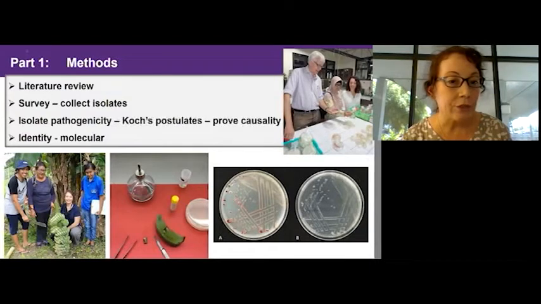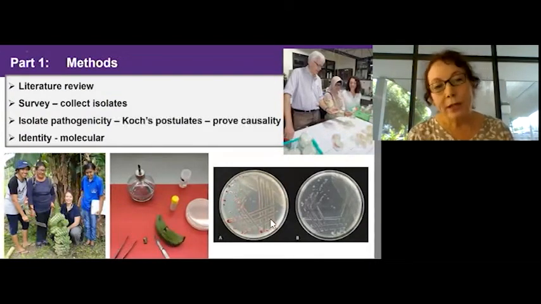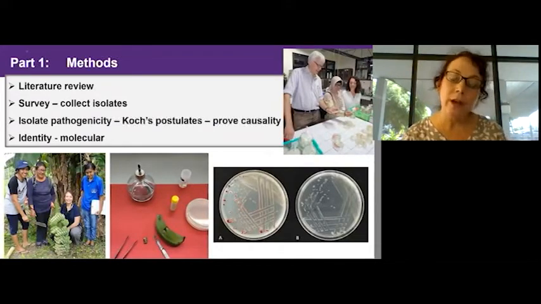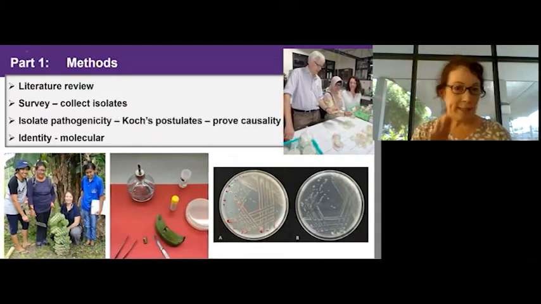Normally, I do isolation from the banana fruit because this is the easiest. We'd get the bacterium into culture, and we always used media amended with tetrazolium chloride, or TZC media, because the bacterium is distinctive on this media. So once we got the isolates, we did some basic biochemical testing. We then did molecular testing to prove their identity.